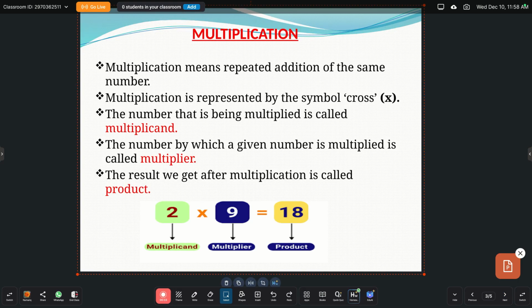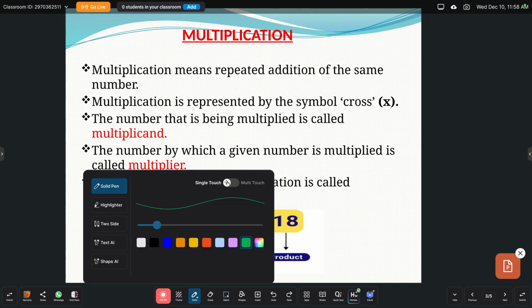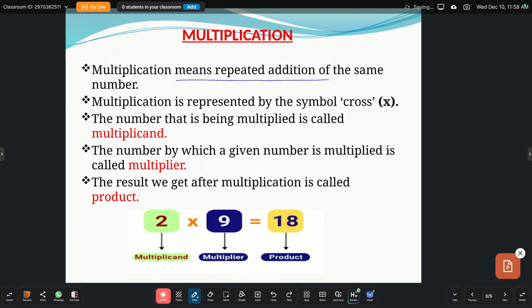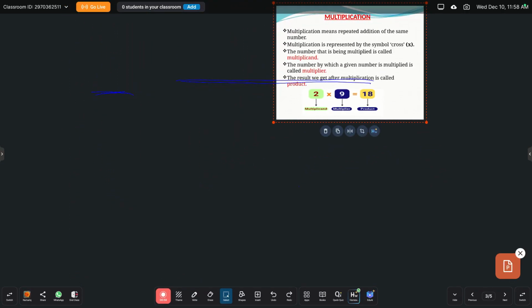First of all, we will learn what multiplication is. Beta, multiplication means repeated addition of the same number. What is multiplication? It is the repeated addition of the same number. Let me explain this by an example.